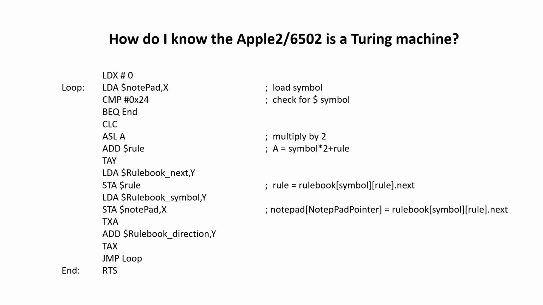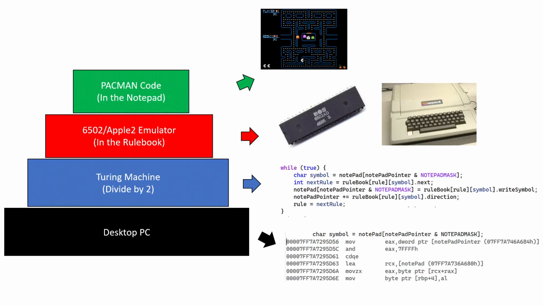How do I know that our Apple II is a form of a Turing machine? Well, I can write 6502 assembler code that emulates a Turing machine, a divide by two machine in this case. What we've been doing all along, in fact, is run code on a desktop PC, which is Turing complete, meaning it's a form of a Turing machine. This can emulate the Turing machine we designed, which emulates the 6502 microprocessor, which in turn plays Pac-Man.